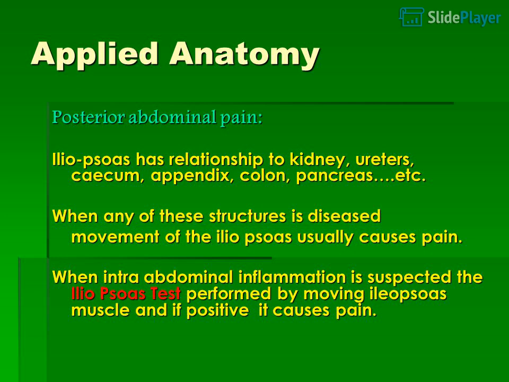Applied anatomy: posterior abdominal pain. The iliopsoas has a relationship to the kidney, ureters, cecum, appendix, colon, pancreas, etc. When any of these structures is diseased, movement of the iliopsoas usually causes pain. When intra-abdominal inflammation is suspected, the iliopsoas test is performed by moving the iliopsoas muscle, and if positive it causes pain.